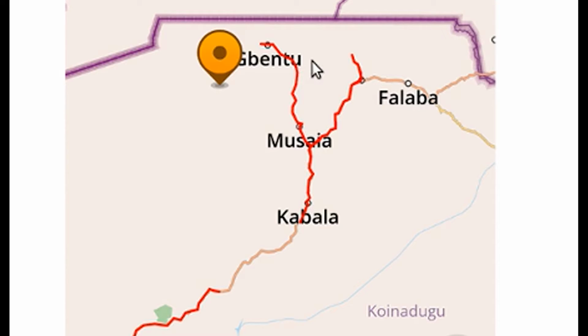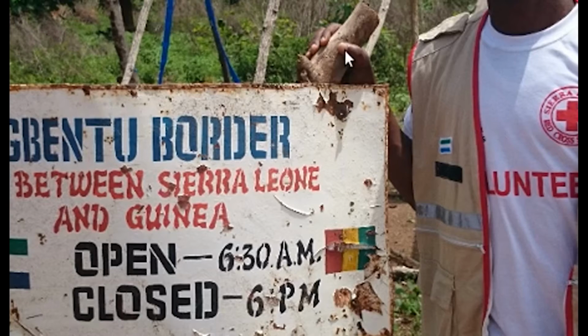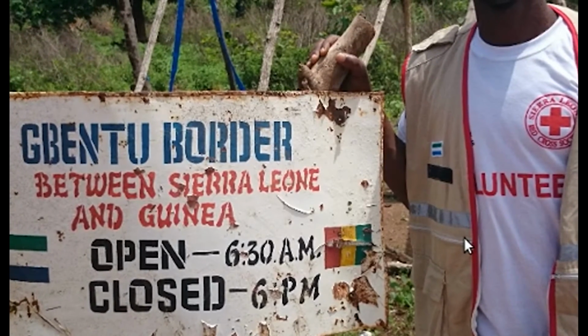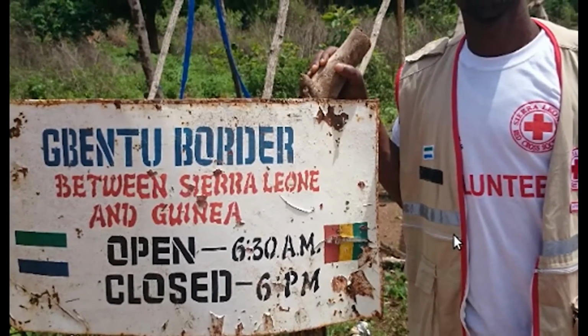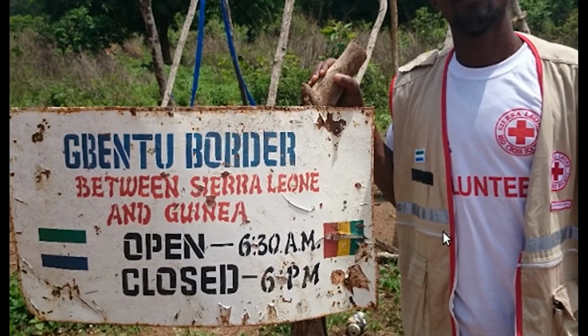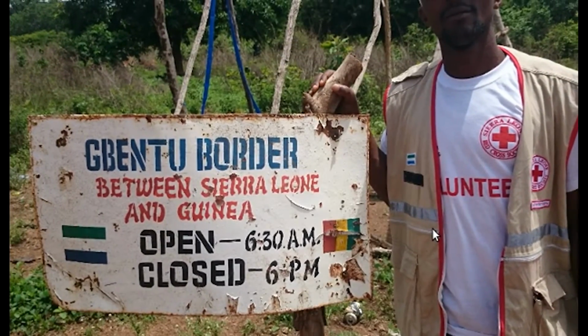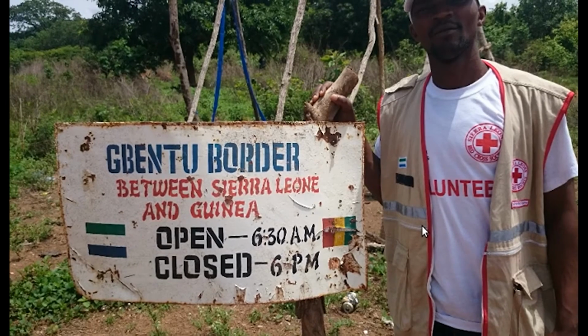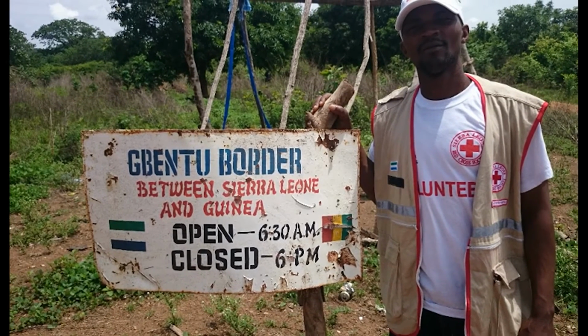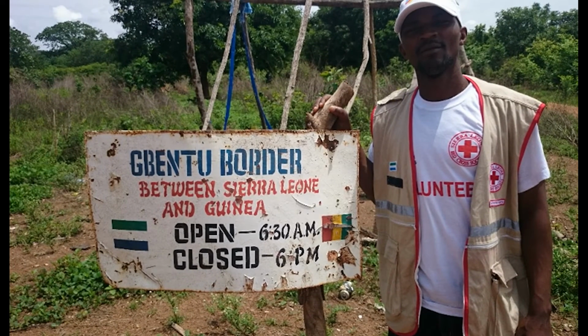Basically, these borders are just completely porous. They move around, and it's arbitrary where the signs go. Here was the sign for that border crossing, lying in the dust. So Mohammed Mara, one of my field team leaders, picked it up and we took a geotagged photo of that, so that we can know where it is.